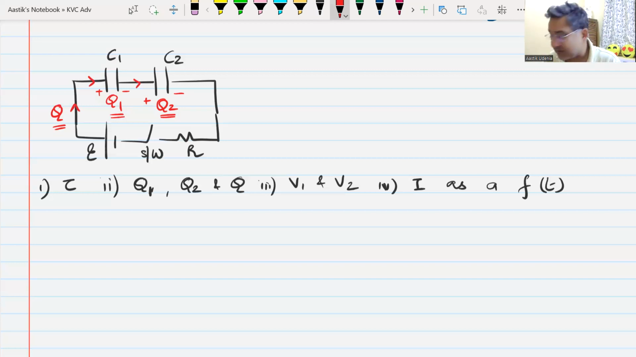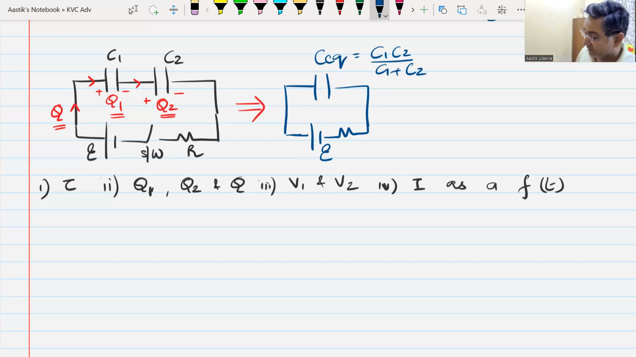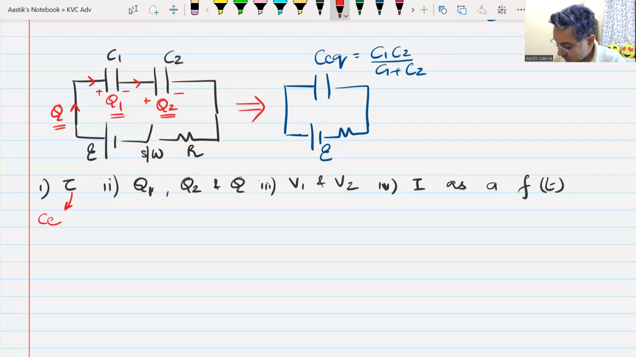So what I'm going to do is, I'm going to change this circuit to this one. I hope you understand what this circuit is. Yes or no? Yes, sir. That will be C equivalent, and this C equivalent is C1 C2 upon C1 plus C2. Do we understand this? So the time constant of this circuit will be how much? C equivalent into R, that is C1 C2 by C1 plus C2, multiplied by R. Do we understand this?